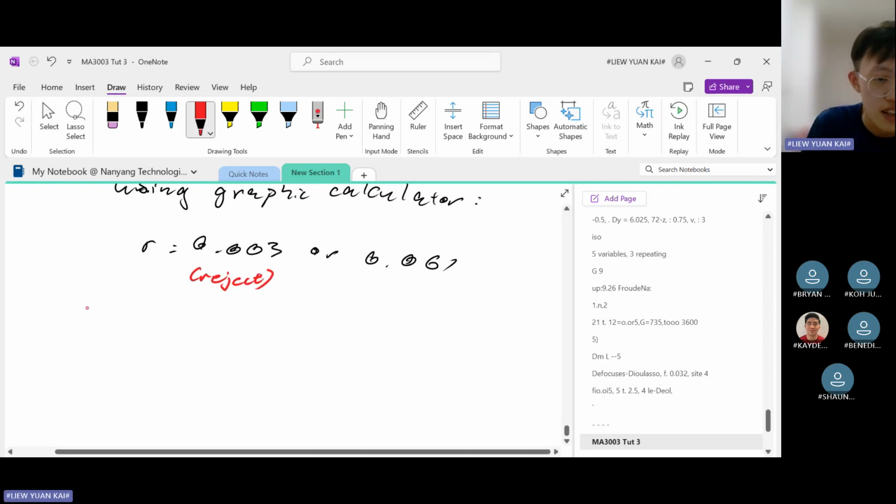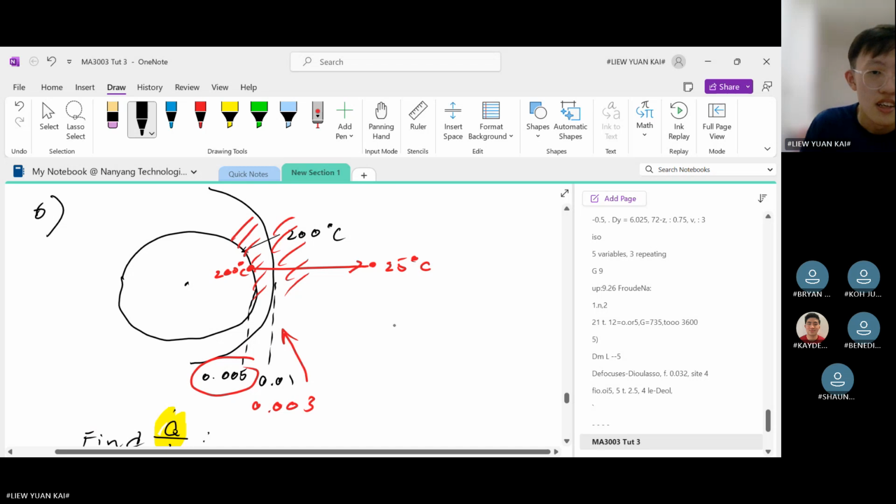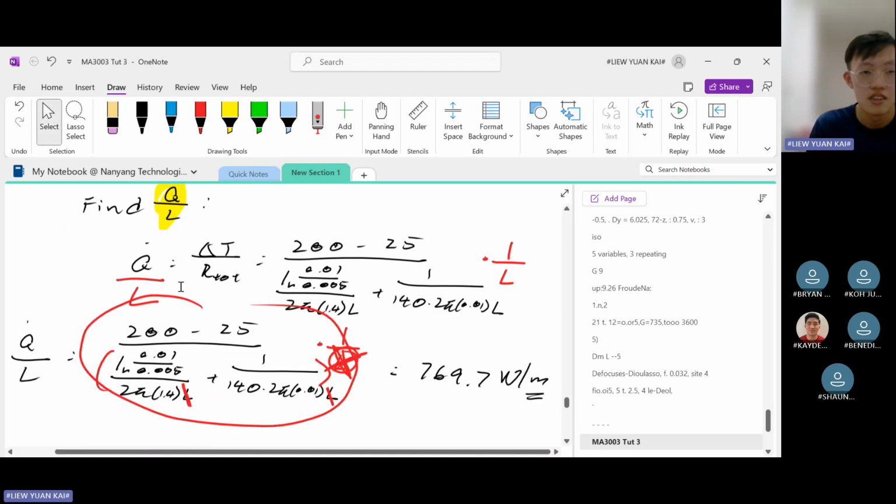Because 0.003 is less than R1. This is the reason why. So our answer is this. But this is only the radius, right? They ask for the thickness. So how do you calculate thickness? The thickness is given by R2 minus R1. That's how you find the thickness.